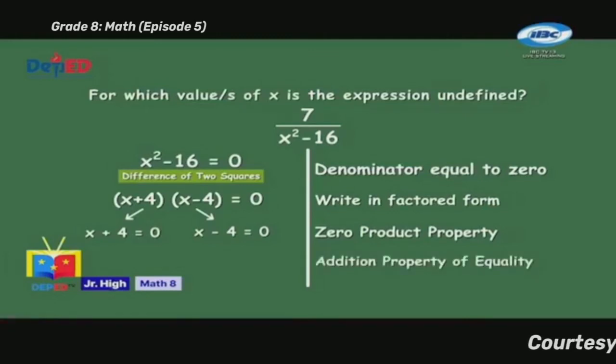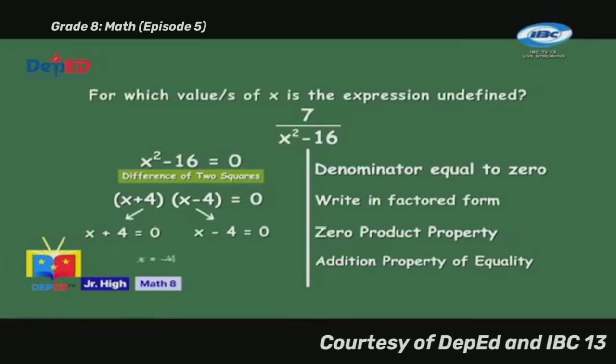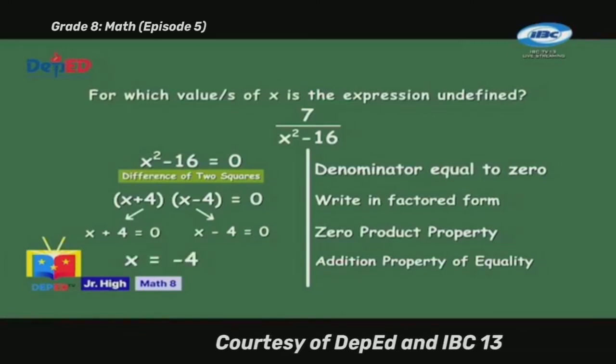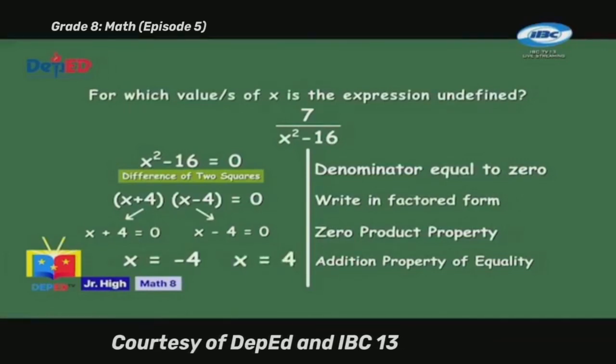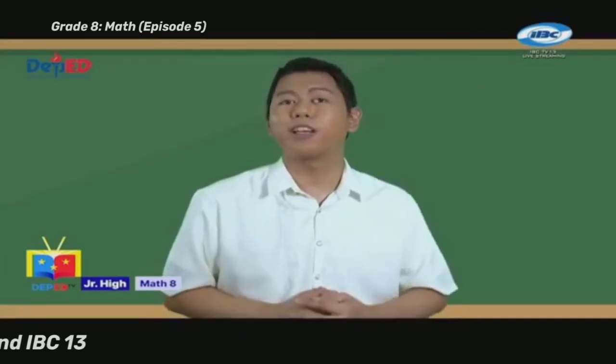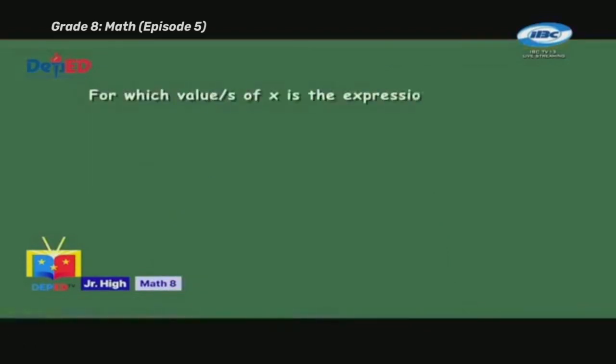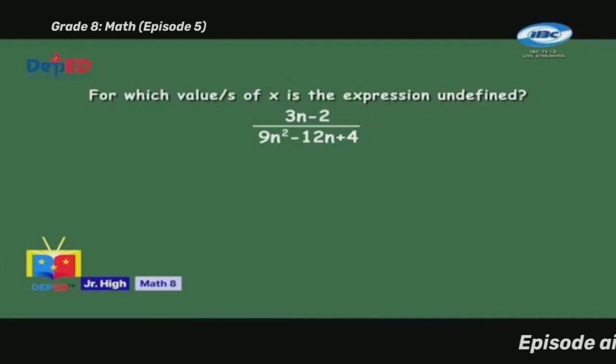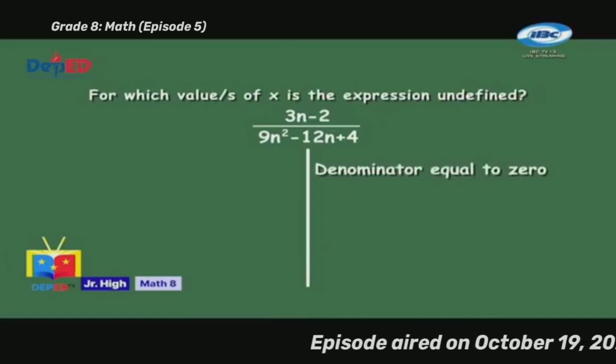By the addition property of equality, we can say that the values x equal to negative 4 or x equal to 4 will make the rational expression undefined. Now let us have another example. Identify the value or values of n that will make 3n minus 2 all over 9n squared minus 12n plus 4 undefined. First step is to have the denominator equal to 0.